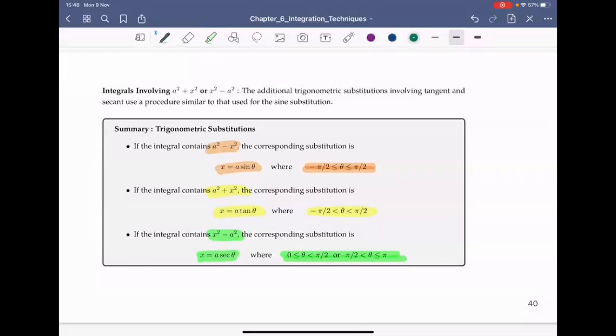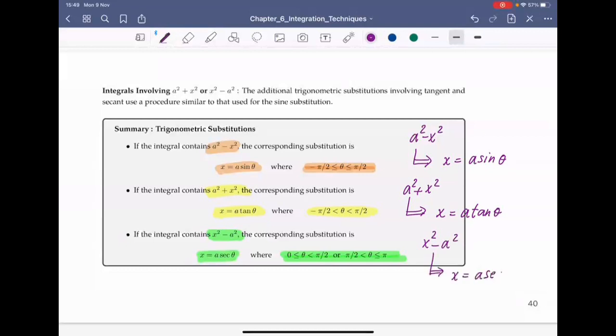I'm going to summarize again. If you have a squared minus x squared, the suggestion says to pick x equal to a times sine theta. If you see a squared plus x squared, the suggestion says to pick x equal to a times tan theta. If you see x squared minus a squared, the suggestion says you should pick x equal to a times sec theta. Only 3 things here.